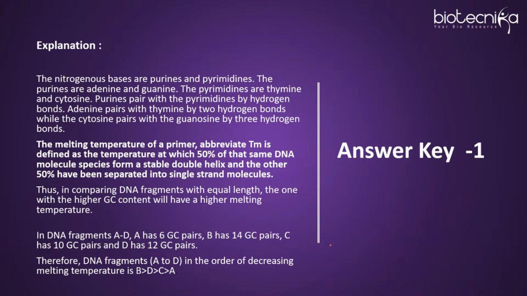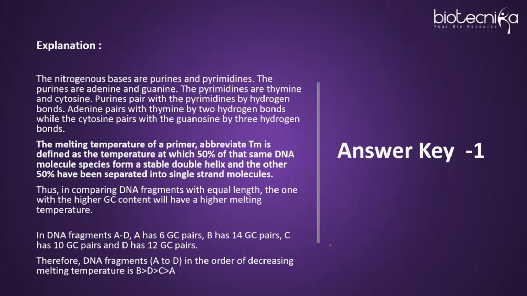Yes, so the explanation for this question is given here. The nitrogenous bases are the purines and pyrimidines, everybody knows it. The purines are adenine and guanine, while the pyrimidines are thymine and cytosine. The purines pair with pyrimidines by hydrogen bonds: adenine pairs with thymine with two hydrogen bonds, while cytosine pairs with guanine with three hydrogen bonds, right?